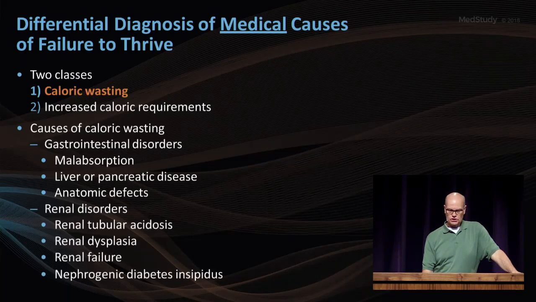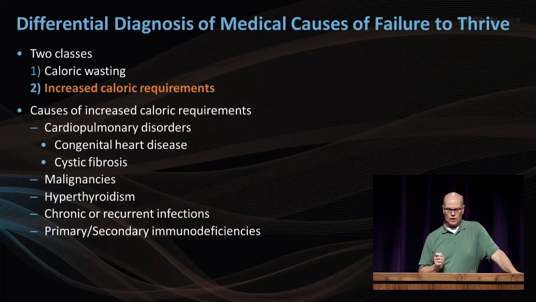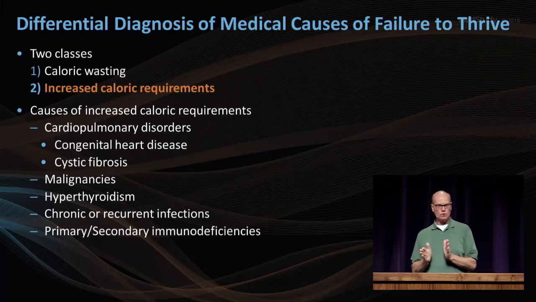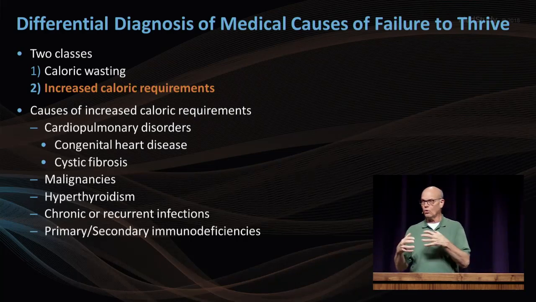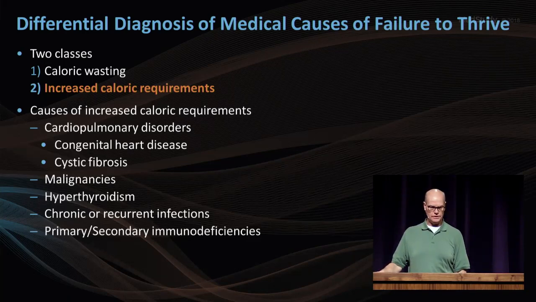The need for increased and renal. So gastrointestinal, anatomic, or renal. Those are your causes generally of caloric wasting. Your causes of increased caloric requirements are more cardiovascular, endocrine, or malignancy or infection oriented or caused. So caloric wasting and increased caloric requirements really have a different group of organ systems, so to speak, that most likely cause those particular issues.